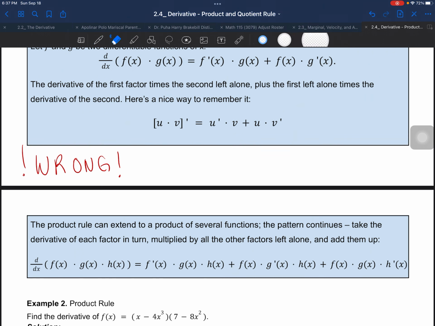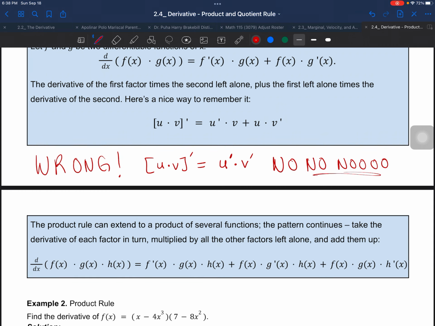So here I'm going to say warning. The wrong thing to do is to think that this is like the summation rule. It would be very, very wrong, and it's a very common mistake for students to think, oh, the derivative of this is the derivative of the first one times the derivative of the second one. No, no, no, that's not correct.